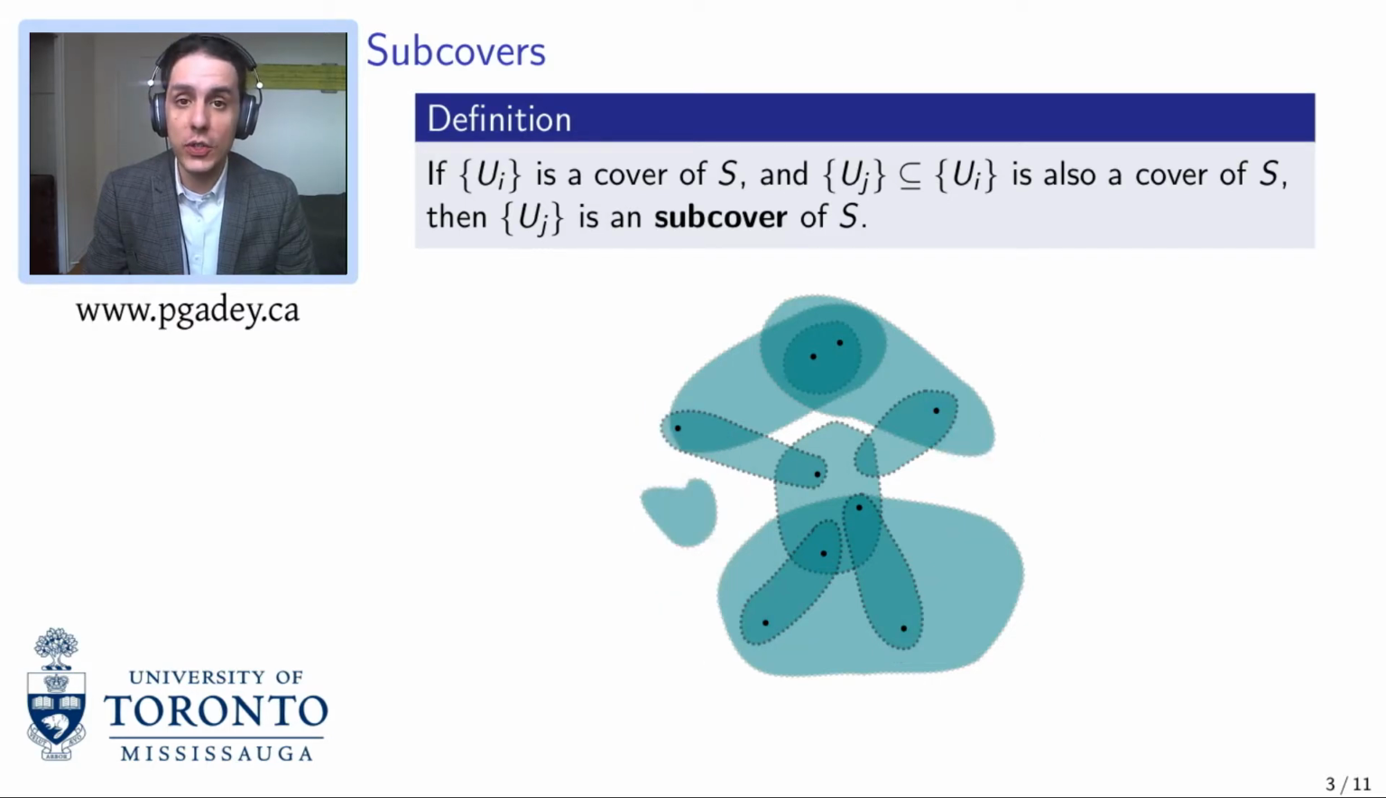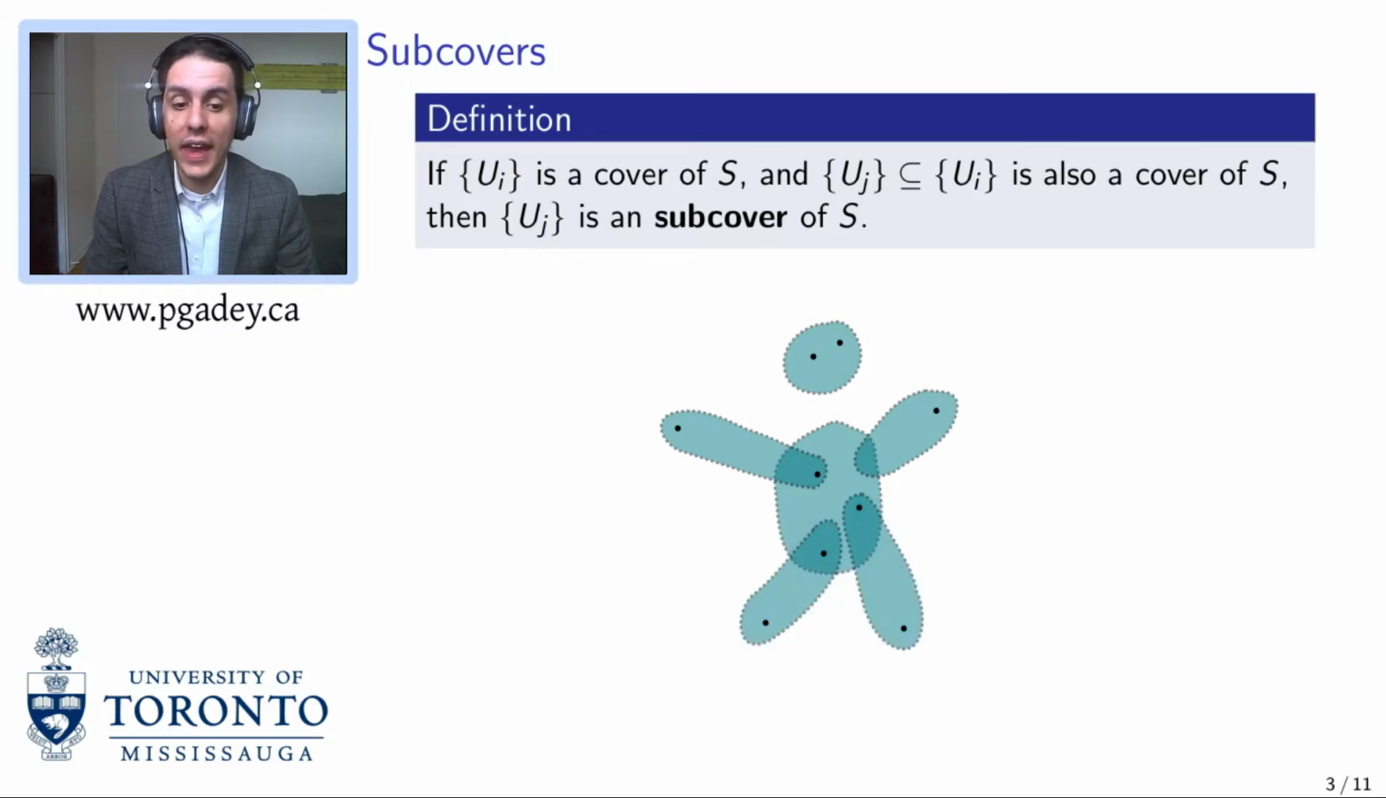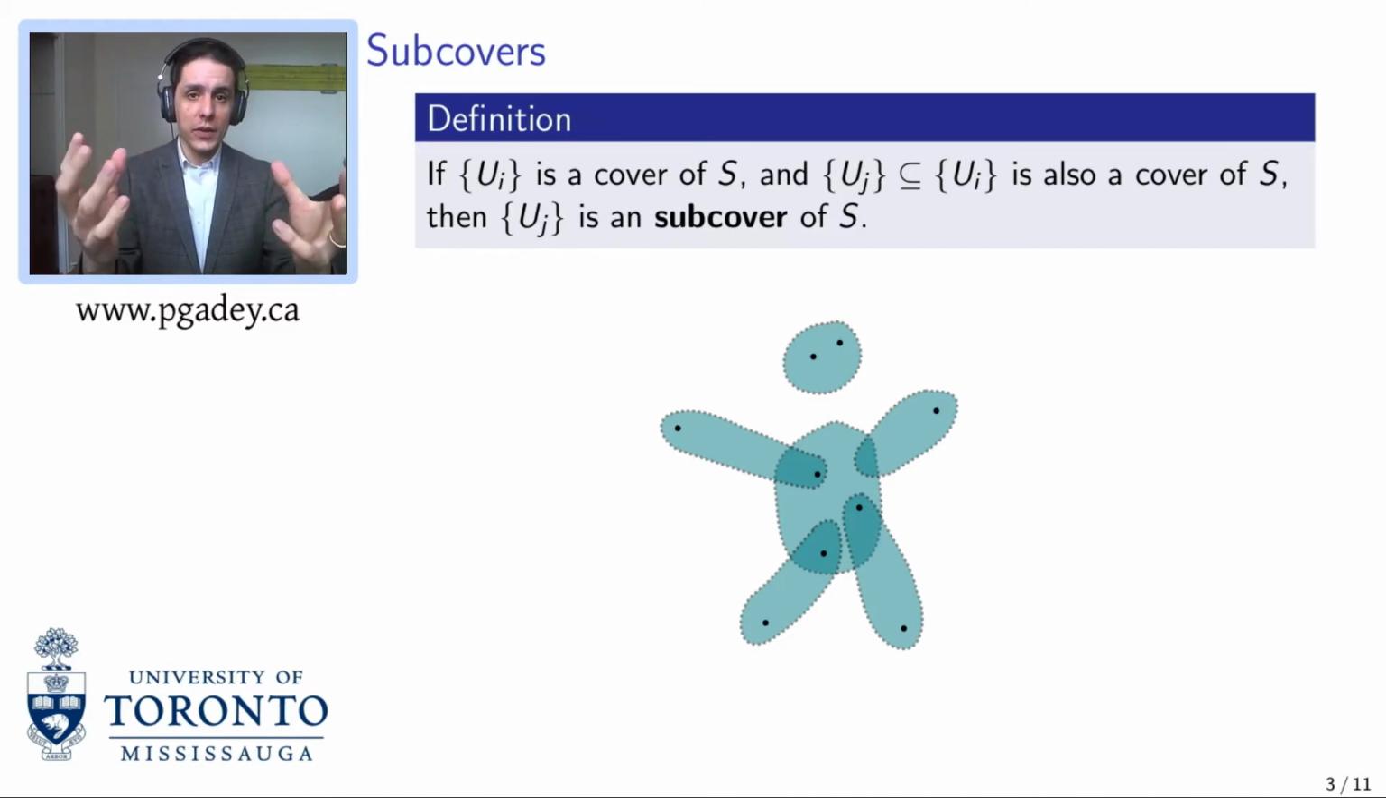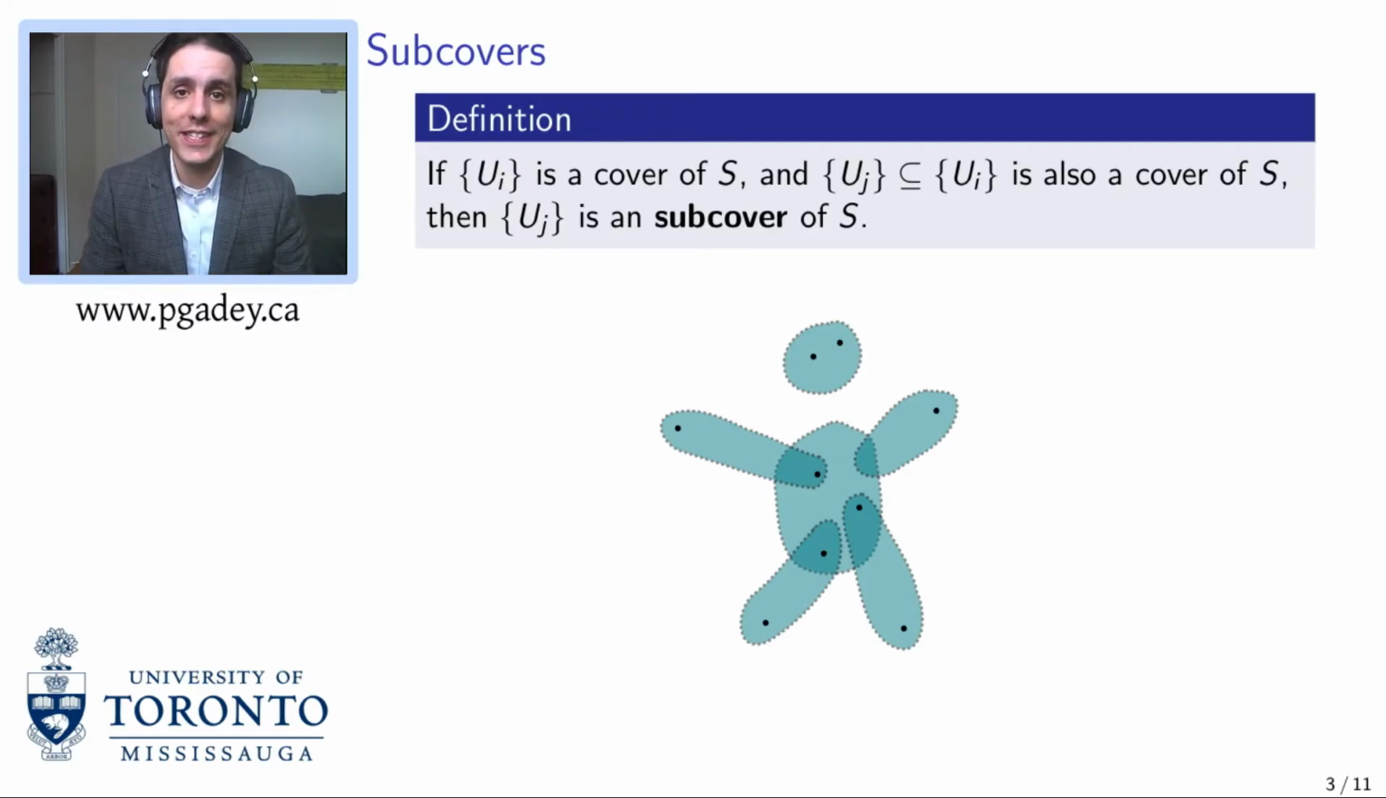So let's get rid of those two open sets. And maybe this guy, because he's not covering anything really. Get rid of those. I'll get rid of this one too. And now what we have left is a subcover of our original cover. Right? We've taken a collection of open sets, we've removed some of them, and now we have a smaller collection of open sets, a subcover that still covers the black points.